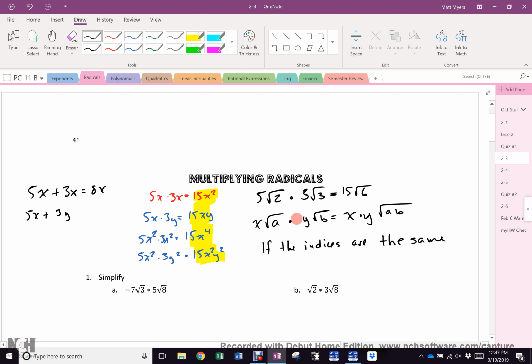So just like in variables, if they're not the same, I have to leave them as xy. So in this situation, if I had the 5 cube root 3 times 3 root 3, that would be 15 cube root 3 root 3. Everybody okay? All right. Oh, shoot. That was a bad example. Make that 2. So that would be 15 cube root 3 root 2.